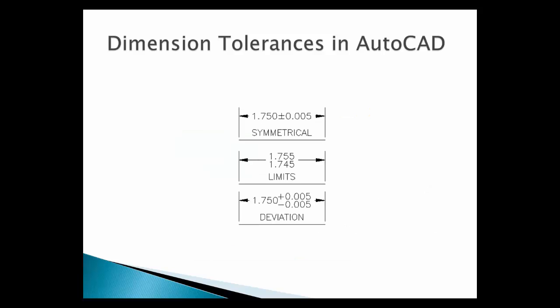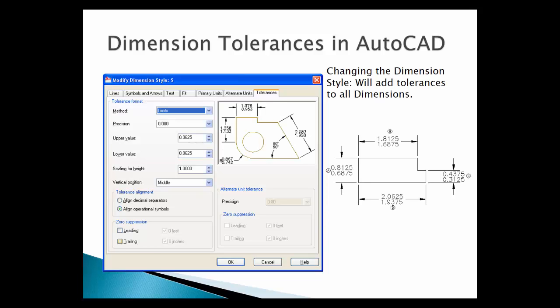Here is an example of symmetrical limits and deviation tolerance display methods. I want you to use the limits method on your projects. You can also set the tolerance to display using your Dimension Style Manager, but note this will add tolerance values to all of your dimensions.